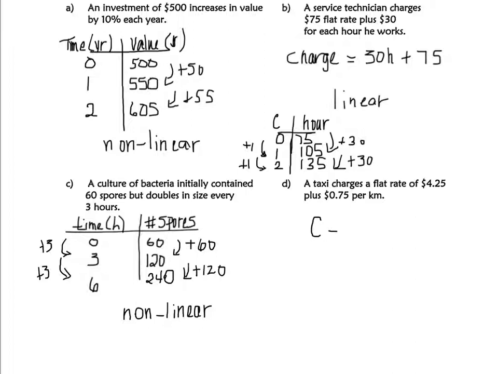The charge would equal 75 cents a kilometre, so if we say K for the number of kilometres, plus $4.25. You don't actually need to have those dollar signs in there, but okay, so that would be a linear relationship. It has that form. And again, you can do a table of values like we did for B if you weren't convinced that that was the right equation, and you would see that it would be a linear relationship.